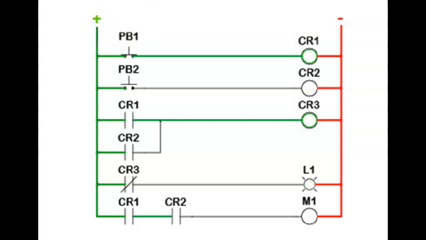Let me get a blue pen here. Current is going to flow through our positive, through our push button, and over here to our control relay, and that control relay coil is going to be energized. That's because this button, without any intervention on our part, is already closed.